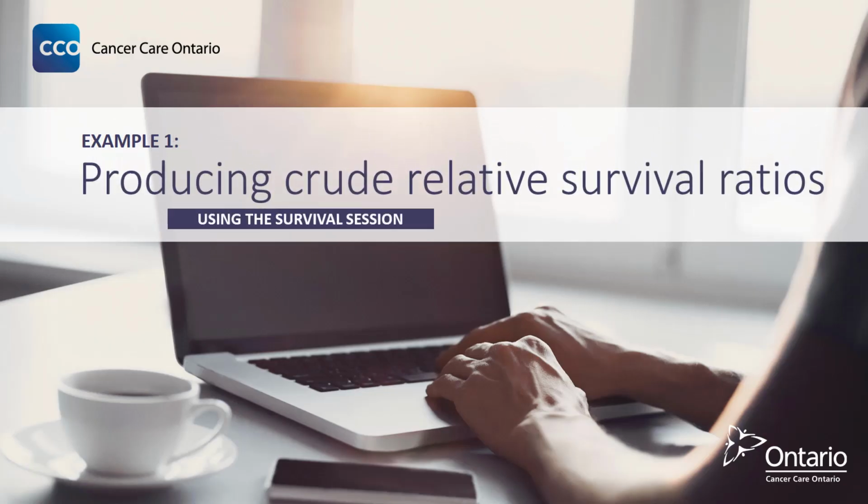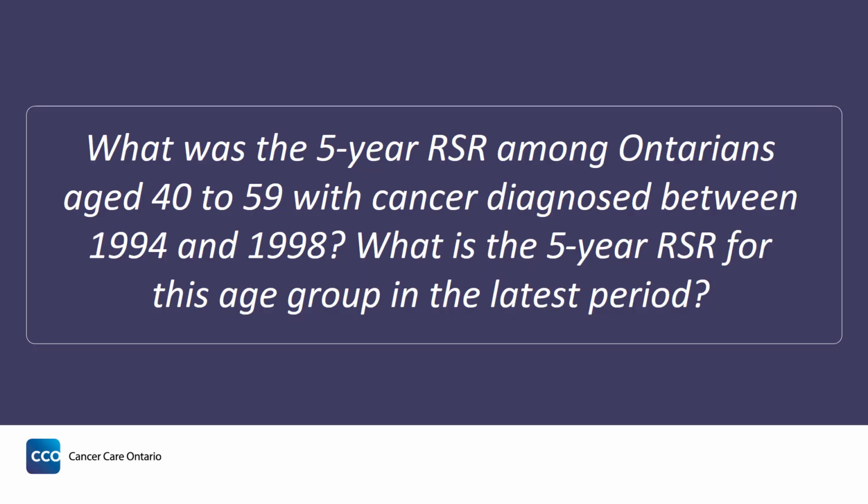We'll begin with a simple example for producing crude relative survival ratios using the survival session. You can follow along in your own copy of the CCO SEER Stat package. For this example, our question will be, what was the 5-year RSR among Ontarians aged 40 to 59 with cancer diagnosed between 1994 and 1998? What is the 5-year RSR for this age group in the latest period?